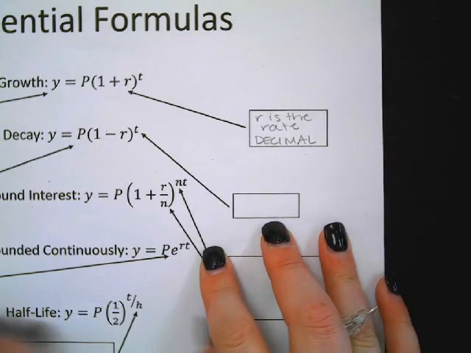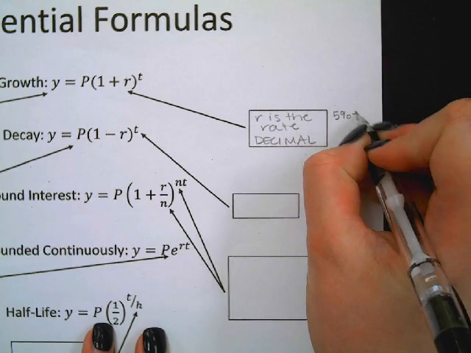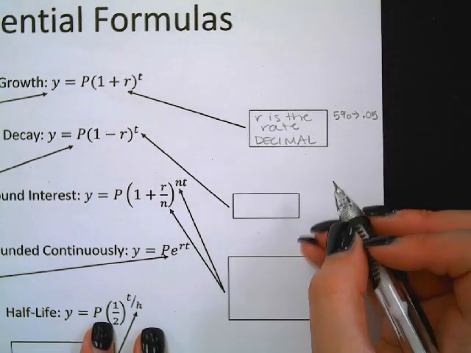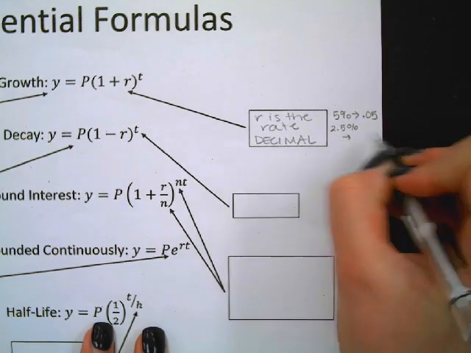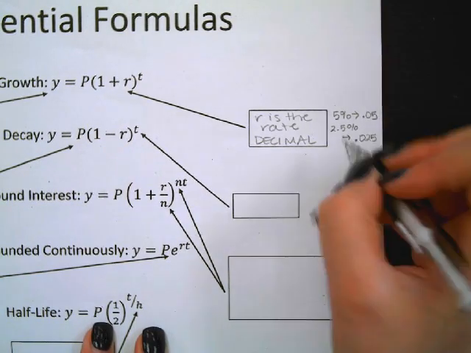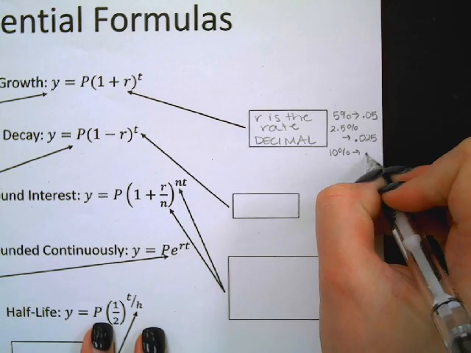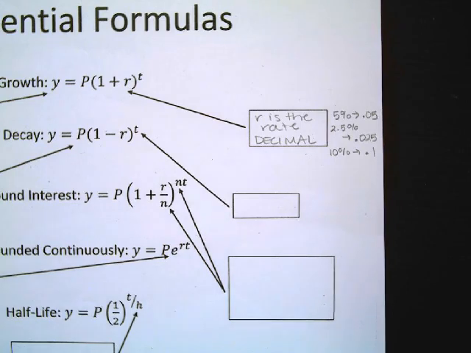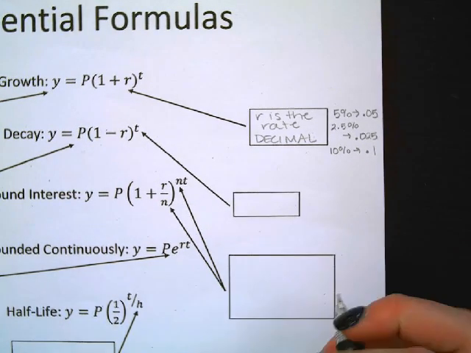For example, if your rate was written as 5%, then we would say 0.05. If your rate was written as 2.5%, then we would write that as 0.025. If your rate was written as 10%, then we would say that is 0.1. So they give you some sort of percentage in the problem, and then you have to rewrite that as a decimal before you plug it into the formula.